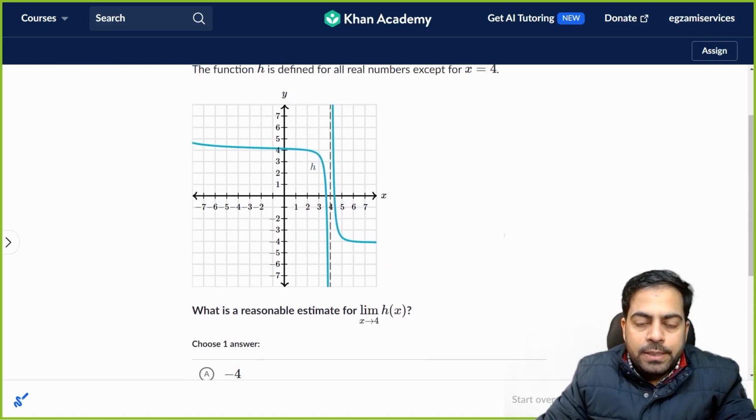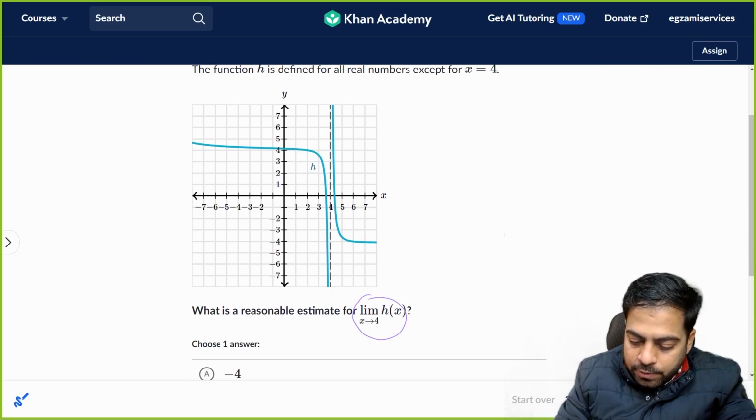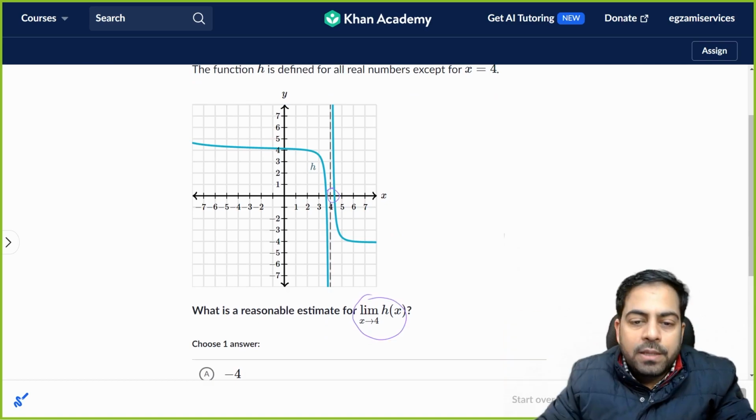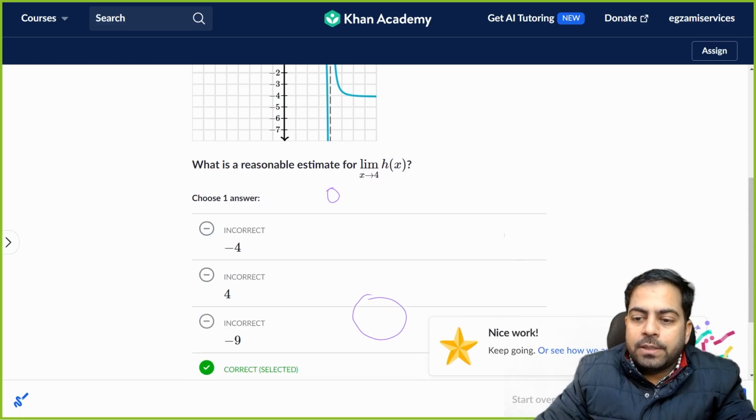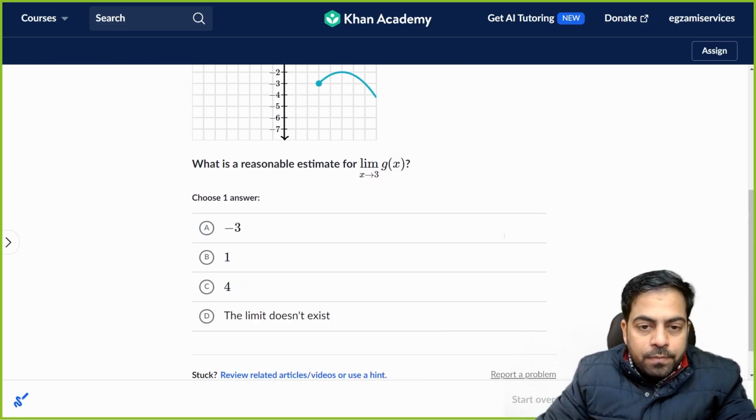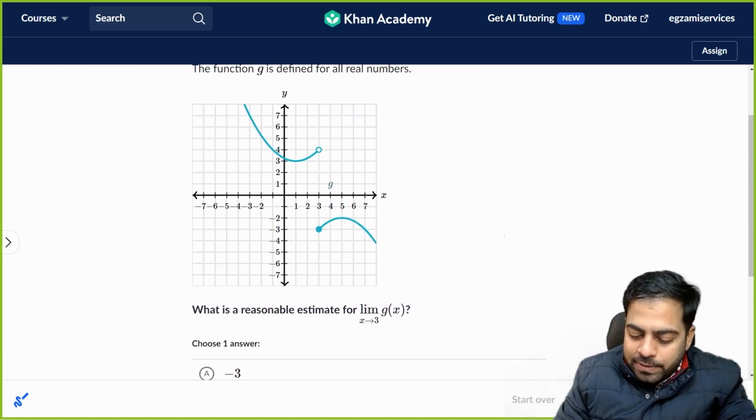Next, okay, at x equal to 4, the graph is broken. We don't have to find the LHL or RHL, the limit doesn't exist simply. Okay, again at x equal to 3, the graph is broken.